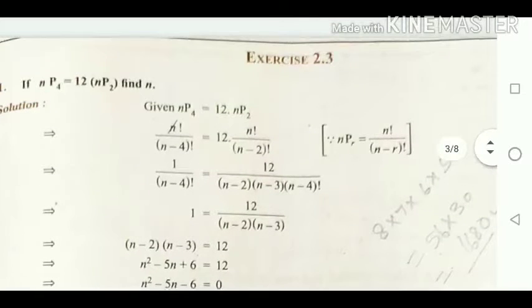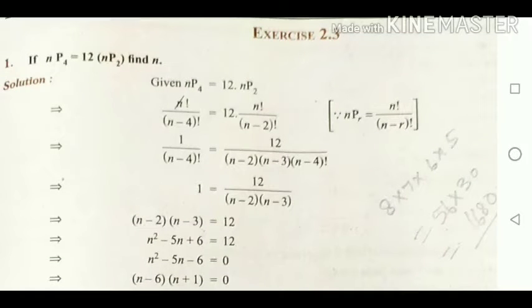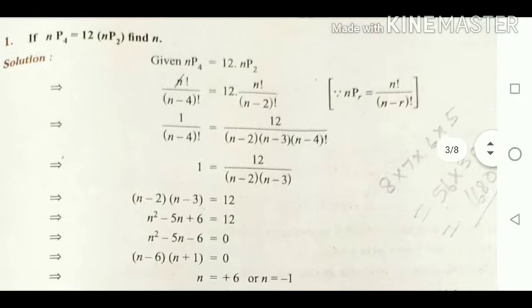Once again, the same thing. The question is to find the value of n. Here nP4 equal to 12 nP2 is given in the question. nP4 we write as n factorial divided by (n minus 4) factorial using the formula nPr equal to n factorial divided by (n minus r) factorial. Therefore, n factorial divided by (n minus 4) factorial equal to 12 into, for nP2 applying the same formula, n factorial divided by (n minus 2) factorial.